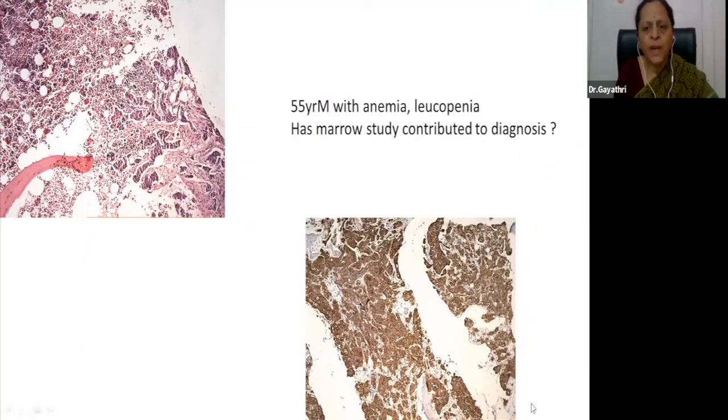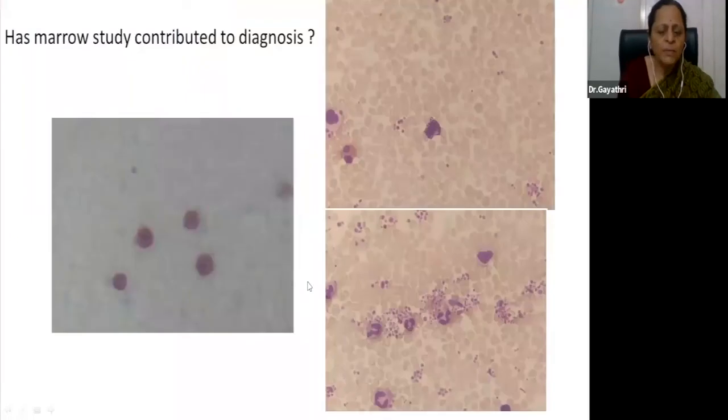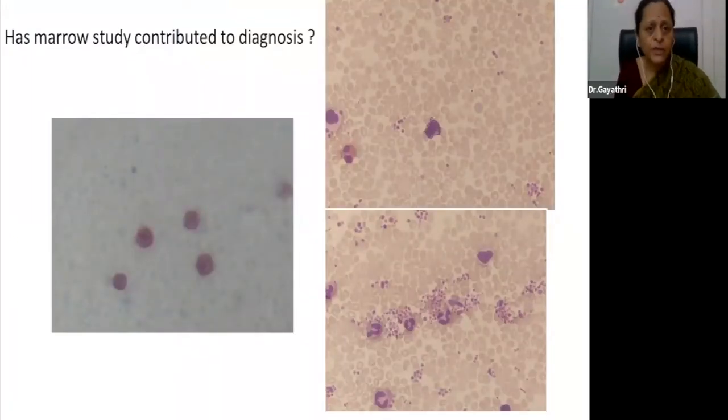A 55-year-old man with leukopenia and anemia: has marrow study contributed to the diagnosis? Of course it has. There weren't any cells in the peripheral blood that could help establish a diagnosis. Leukopenia and anemia required marrow. And why is all this anemia there? There is normal marrow here, but in this part of the core, non-native cells in islands, cytokeratin positive. So, adenocarcinoma metastatic to marrow. Has it helped? Of course it has helped.